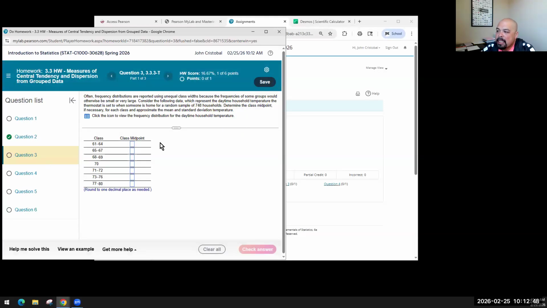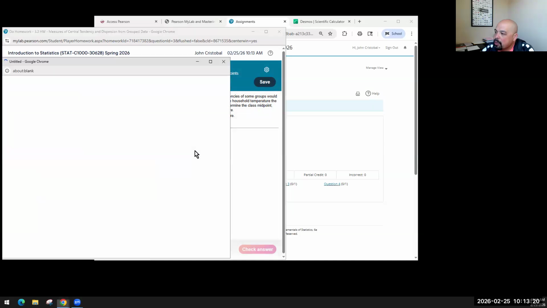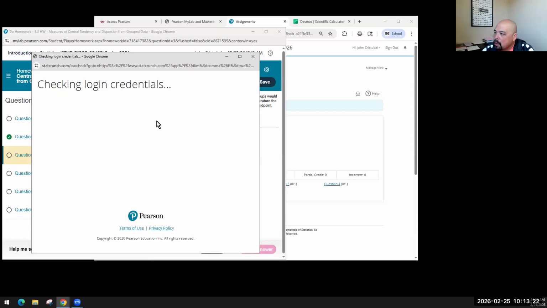So now this is a good problem because now it's asking for these midpoints, right? So here we have frequency distributions using unequal class width. Consider the following data. Determine the class midpoint for each class and approximate the mean and standard deviation of temperature. So they gave us our frequencies there. We'll open that in StatCrunch, just so we have it.